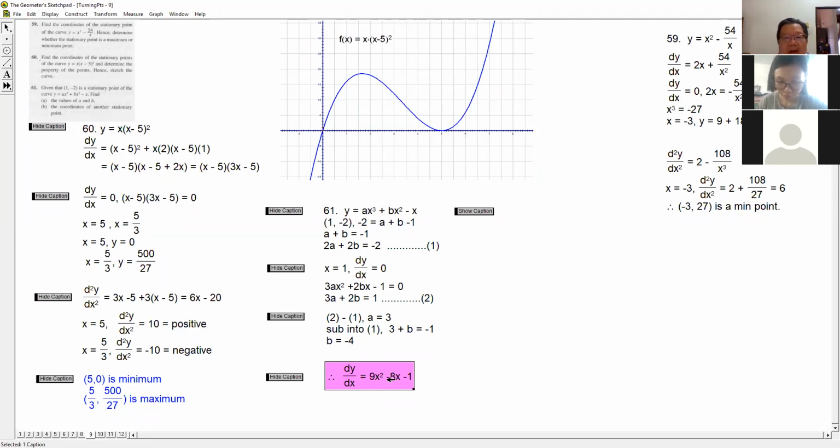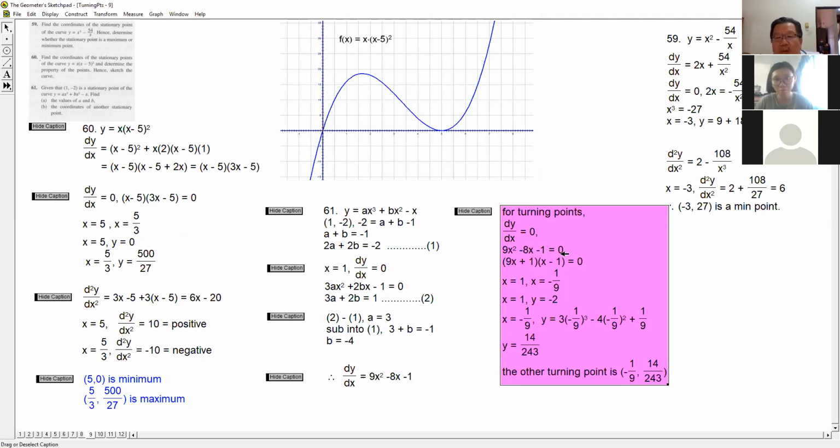So you have to put dy dx equal to 0. You have to find the 2 points. The two values are x equals 1 and x equals -1/9. Now x equals 1 is the point given here, 1, -2. If you substitute into the equation here, you will get 1, -2.